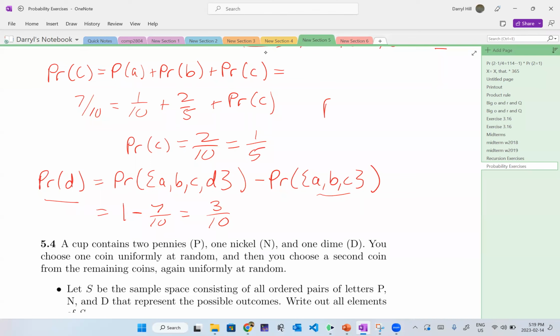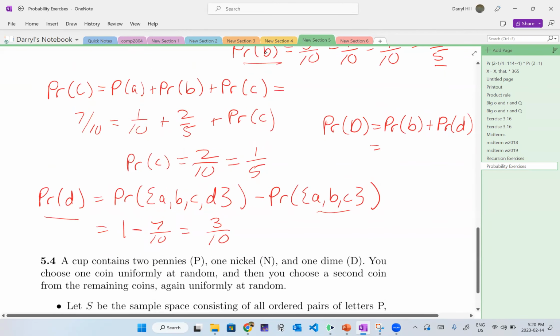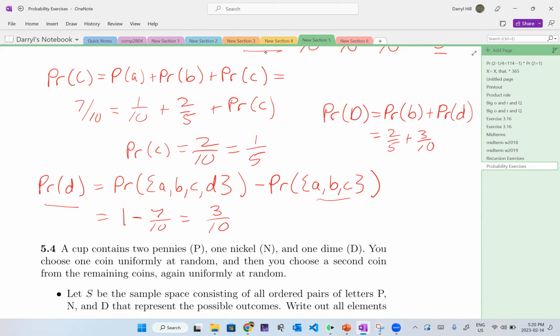Now the probability of big D is equal to probability of B plus probability of small d. That is equal to 2/5 plus 3/10. Seven over 10.